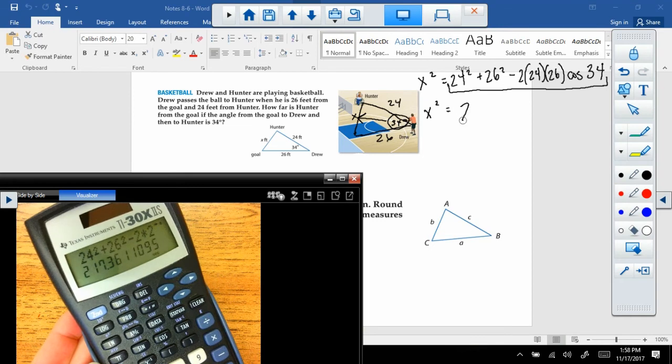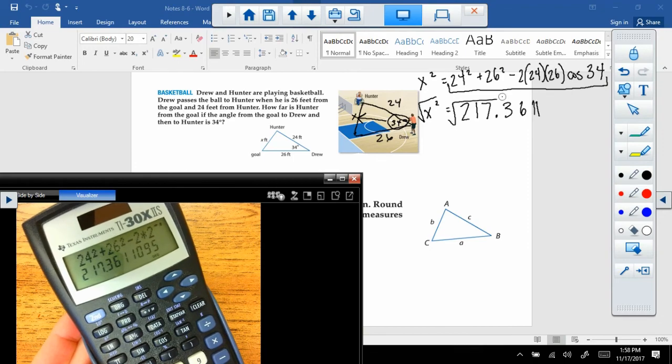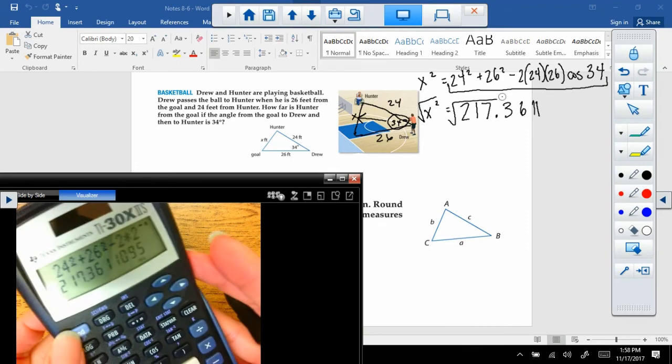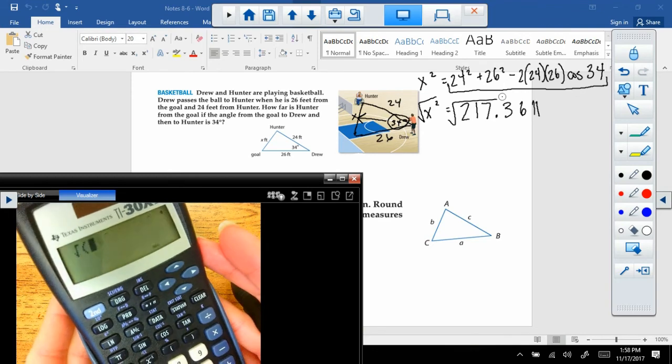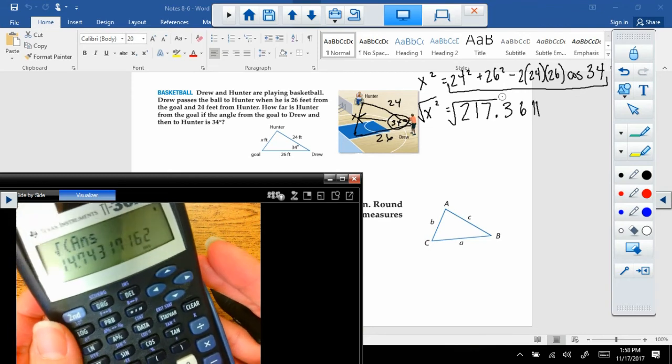So this is not the final answer. We've got to remember that this is what x squared is. To solve for x, you're just going to have to take the square root. So I would do the square root of the previous answer. I wouldn't even bother probably to write that down.